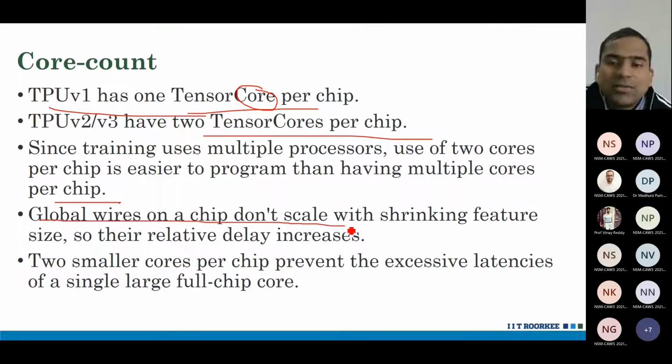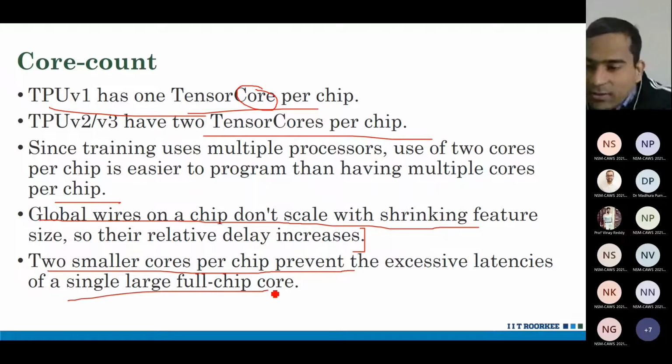Global wires on a chip don't scale with shrinking feature size, so their relative delay increases. Having 2 smaller cores per chip prevents this latency of a single large full-chip core. So having one core per chip is also bad. Having too many cores per chip is also bad. An intermediate solution is to have 2 cores per chip. Neither do you have a single core which is very large and very slow, nor too many cores so that interconnection or communication between them becomes a bottleneck.